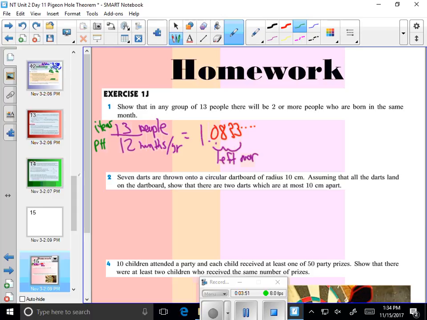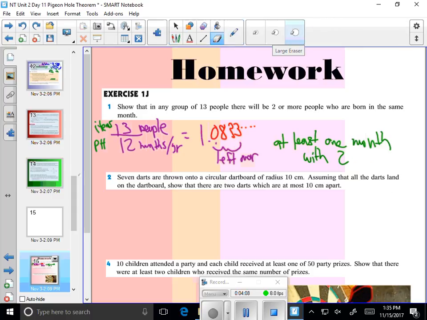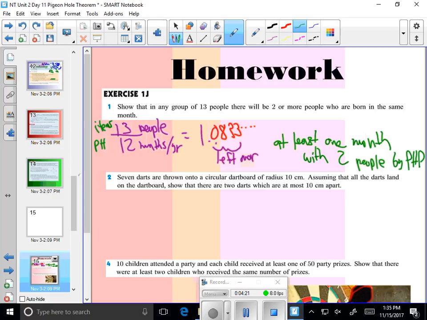So there's going to be at least 1 month with 2 or more. Well, it's actually with 2 people. Isn't necessarily 3 or more. Okay. Is that part okay? And this is by pigeonhole principle.